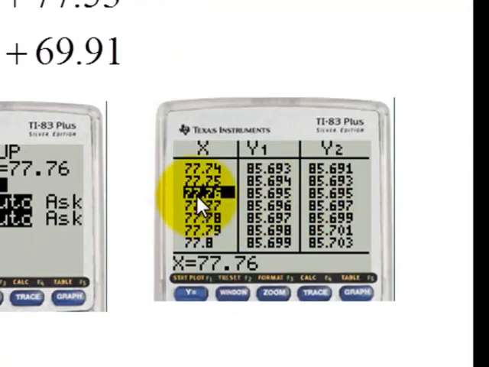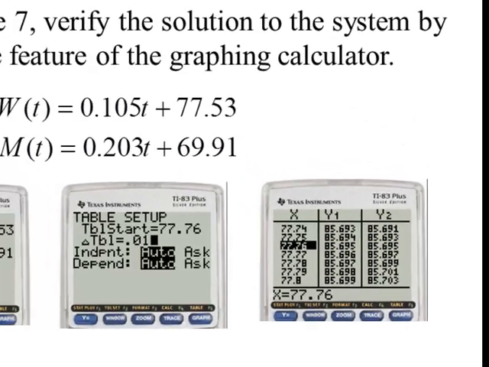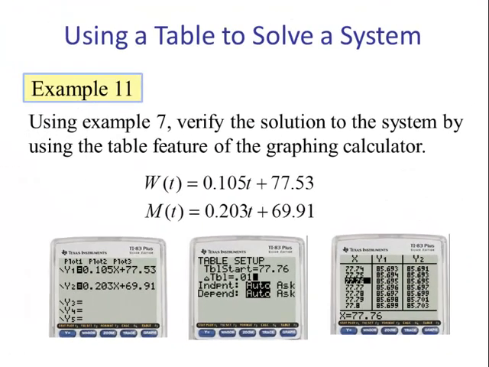And we see at 77.76 Y1 and Y2 have the same y value, and that is the only place in the table where Y1 equals Y2. The solution to this system would be when x is 77.76, y will be 85.695.